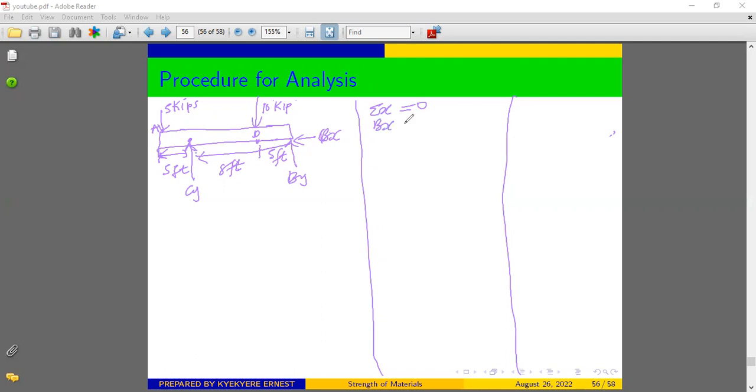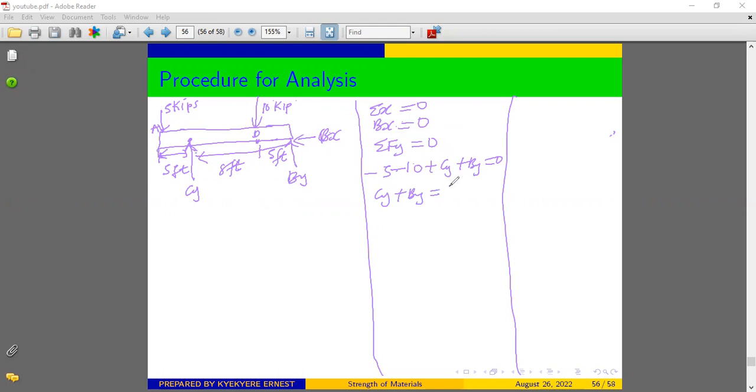Then we go to the sum of Fy equal to zero. So from here, for Fy, the 5 is coming down, so it's negative. We have negative 5. The 10 is coming down, minus 10. Cy is going up, so plus Cy. By is also going up, plus By, is equal to zero. And from here, we can see that Cy plus By will be equal to positive 15.